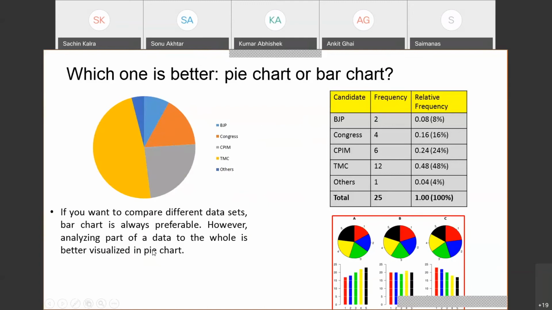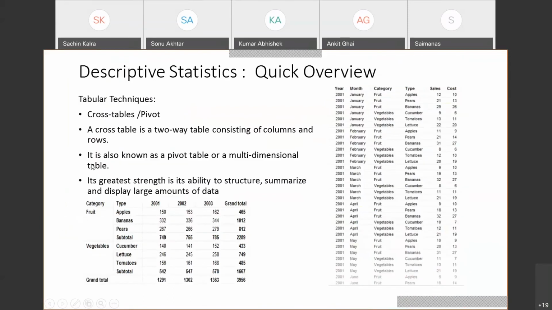Now, another part of descriptive statistics is tabular techniques. Now, suppose you have this data with you, that you have year which are repeating, the month which are repeating, and the categories. So it's a long tail data. It's called that because all the values are repeating, and nothing from these variables could be taken as the primary key. So it's called a long tail data. We have types, we have sales, we have cost.